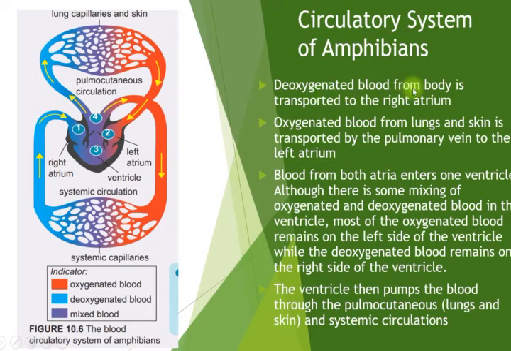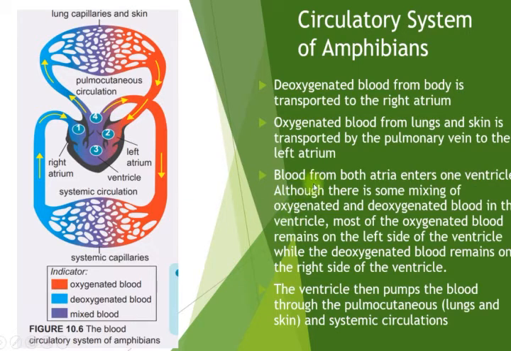Okay, the deoxygenated blood from the body is transported to the right atrium. The oxygenated blood from the lungs and skin is transported by the pulmonary vein to the left atrium.